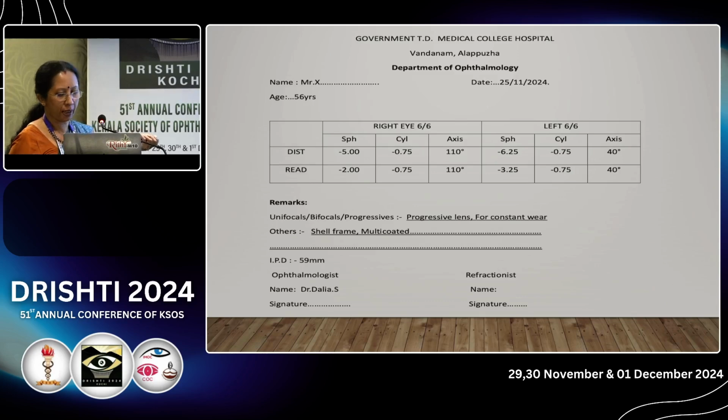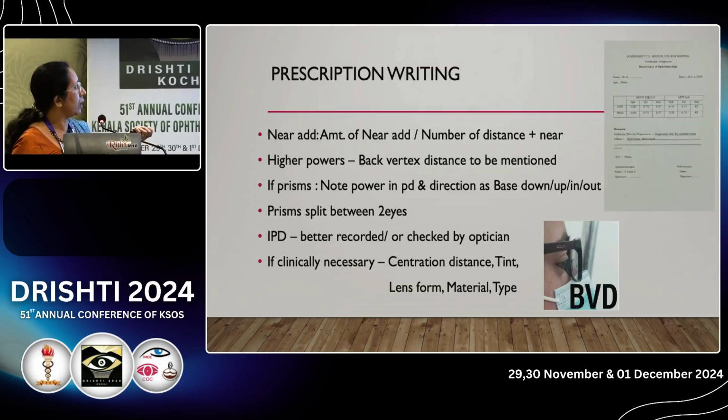IPD might be either by the optician, or you can even take it and write. For higher powers, always write the back vertex distance, that is the distance between the lens in the trial frame and the apex of the cornea. If prisms are there, you have to note the power in prism diopters and the direction, base up, down, everything has to be written, and the prisms have to be split between the two eyes.